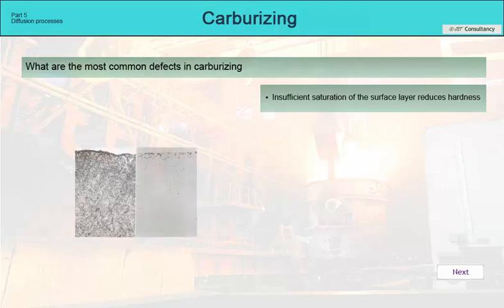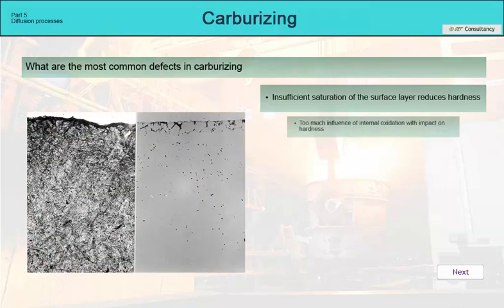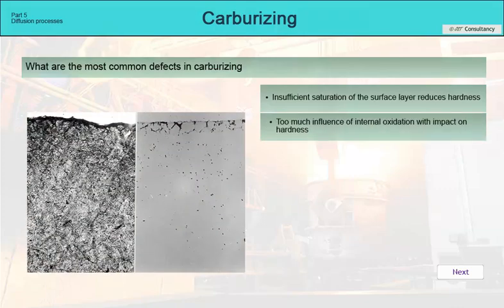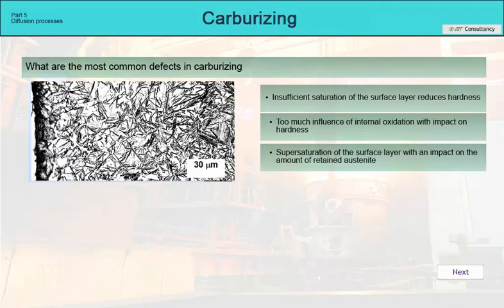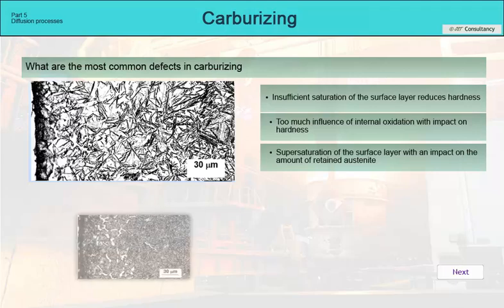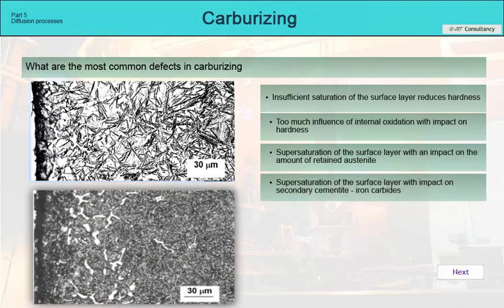The problem may also be too great a depth of internal oxidation related to the length of the process or low tightness of the furnace. The opposite case is oversaturation of the surface layer with carbon. On the one hand, the layer will contain a high amount of residual austenite, and on the other hand, iron carbides and carbides of alloying elements will precipitate, reducing the toughness of the layer.